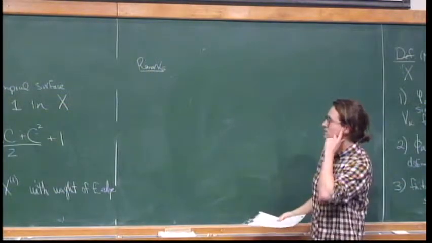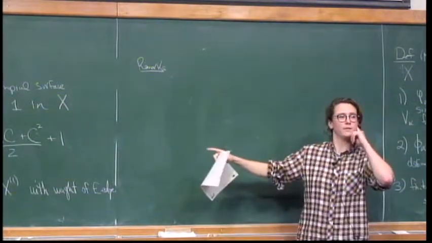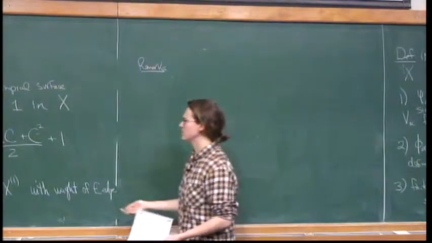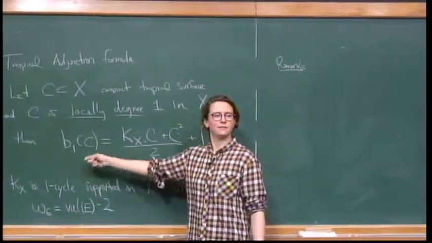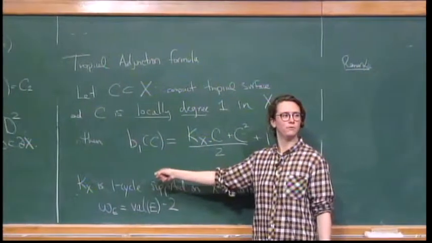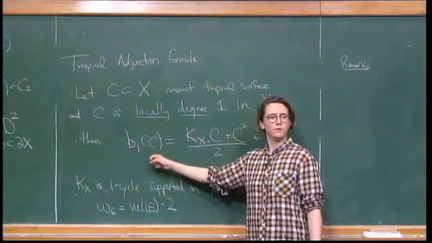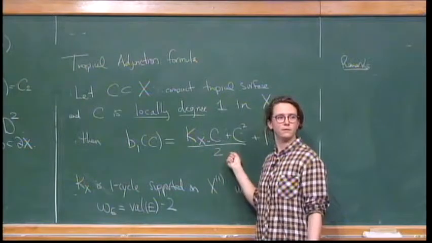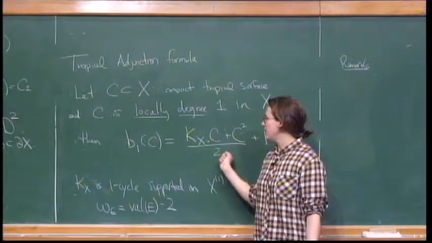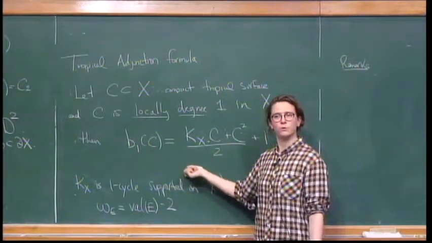And just some quick remarks. Well, the adjunction formula classically is somewhat stronger than this. It's kind of the adjunction inequality. So if you put the geometric genus here, it's always less than or equal to what you get here, the arithmetic genus. And equality if and only if the curve is smooth.